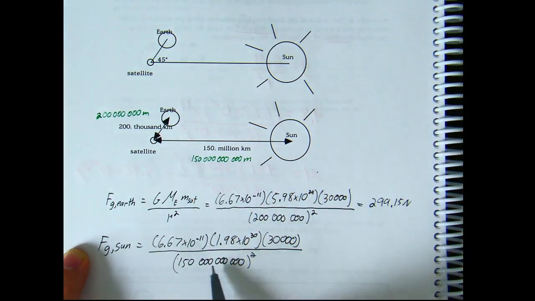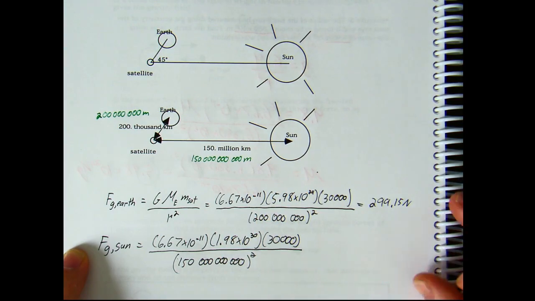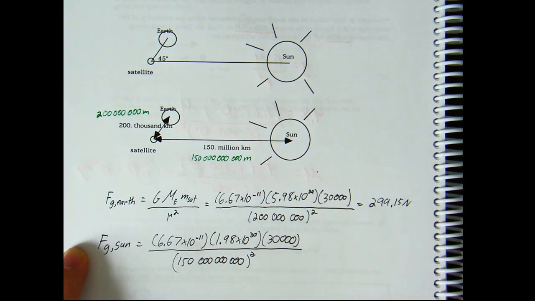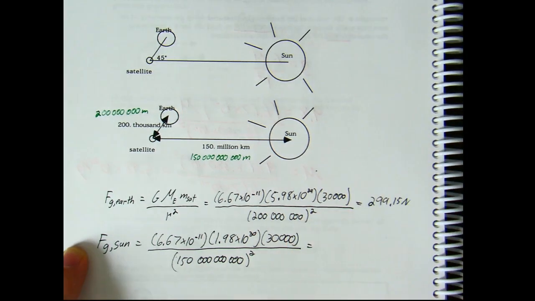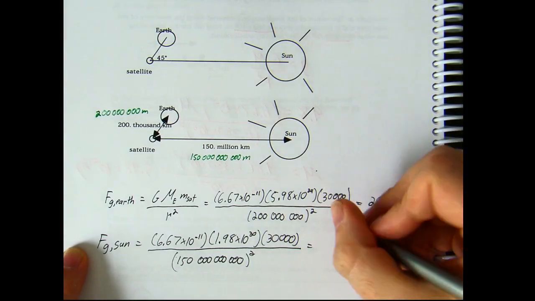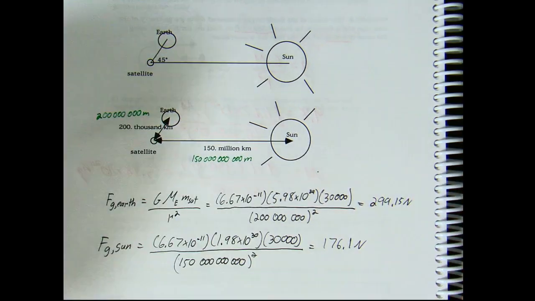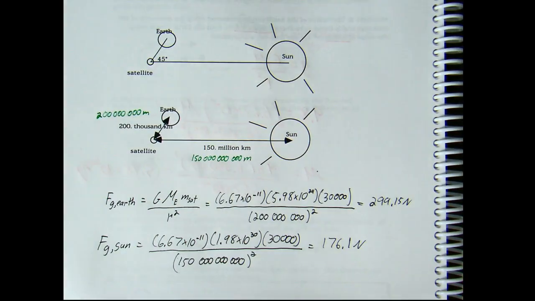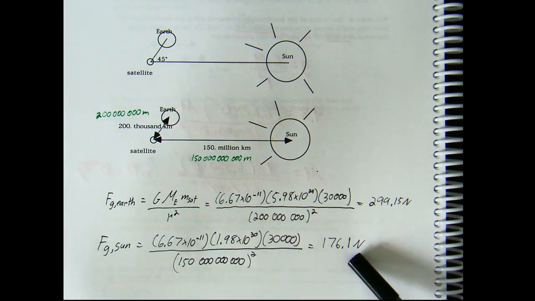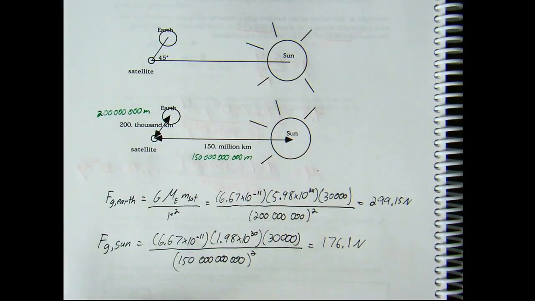What is that? That's a million. It's 150 billion meters. That's quite the distance. And we're going to figure out that the force of gravity on that satellite from the Sun is actually 176.1 newtons. Again, maybe that's bigger than we expected. They're really far apart, but the Sun has a significant measurable force of gravity on an object orbiting our planet, which is pretty cool and has a whole lot of implications there.